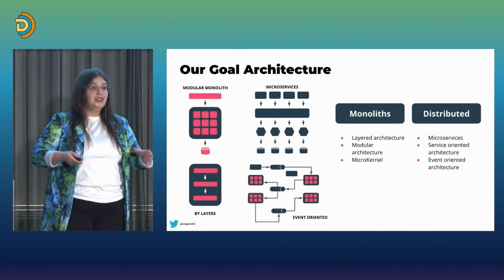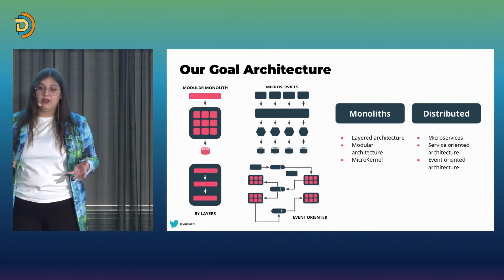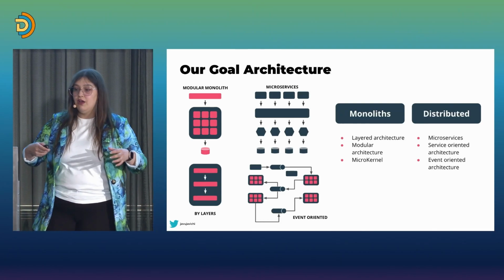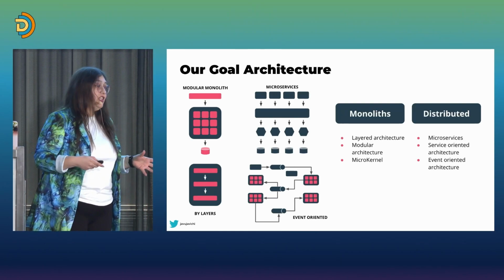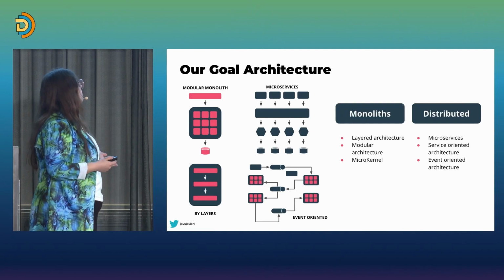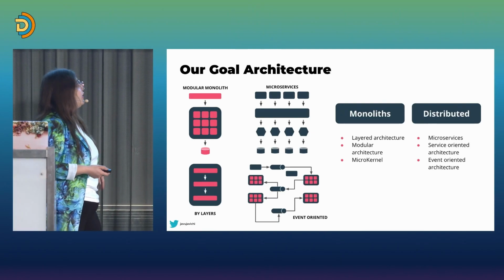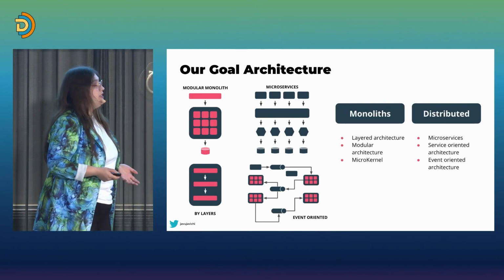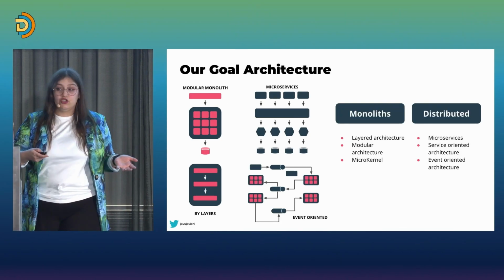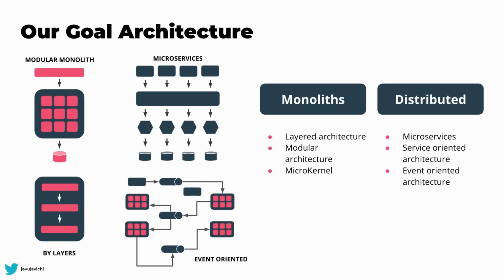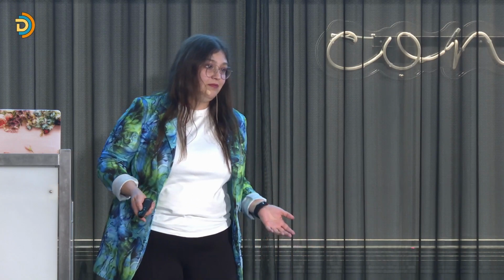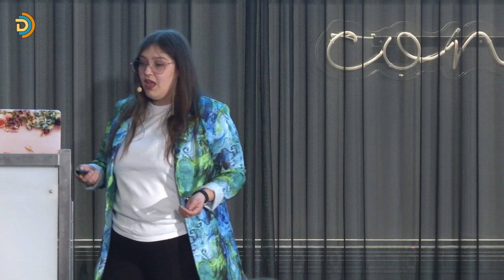So what are we usually looking for? The silver bullet of architecture. There are different types. We have monoliths, we have microservices, and within each of them we have different types. We have layered, microkernel, microservices, event-oriented architectures, and as you see here, it always depends. I'm a consultant, so I'm going to say it depends many times per day, per hour maybe. Now I'm going to go deep into monoliths.